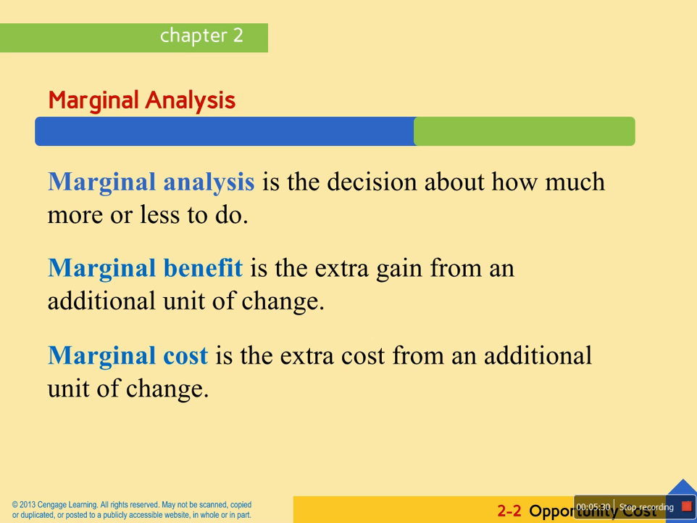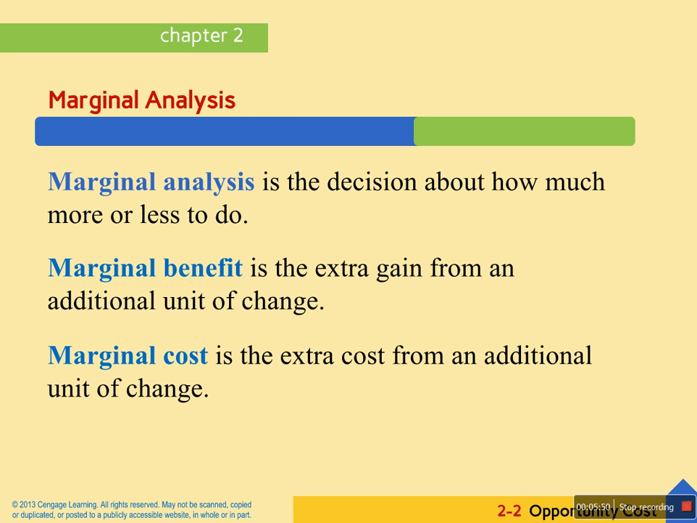When companies make decisions on changes that they may want to make, they go through marginal analysis. Okay, and that's the decision about how much more or less to do. And when they're doing this, they're trying to decide, okay, what's the marginal benefit? What's the extra gain from an additional unit of change?